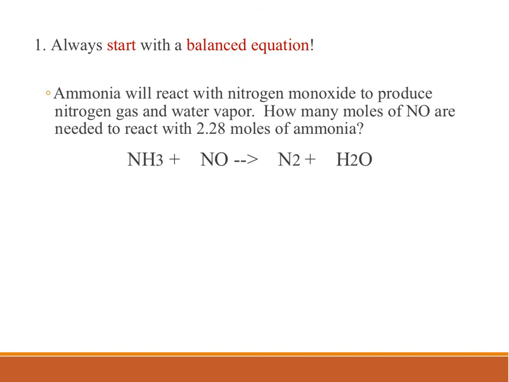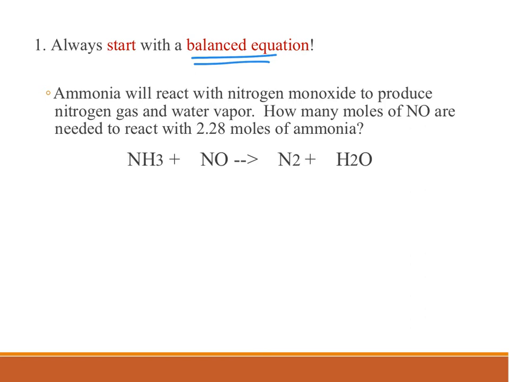Whenever you're doing a mole ratio calculation, you need to start with a balanced equation. Sometimes a balanced equation will be given to you, and other times you have to go ahead and balance it. So again, we have another reaction with ammonia. This one says that ammonia will react with nitrogen monoxide to produce nitrogen gas and water vapor, and asks how many moles of nitrogen monoxide, or NO, are needed to react with 2.28 moles of ammonia. But before we can do any kind of mole ratio, we need to make sure that this equation is balanced.